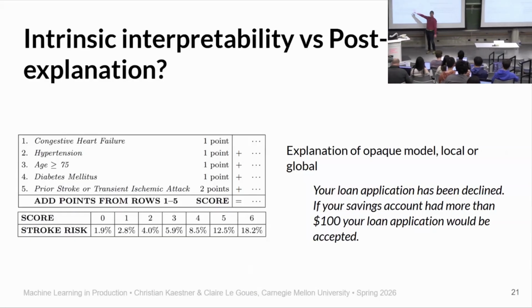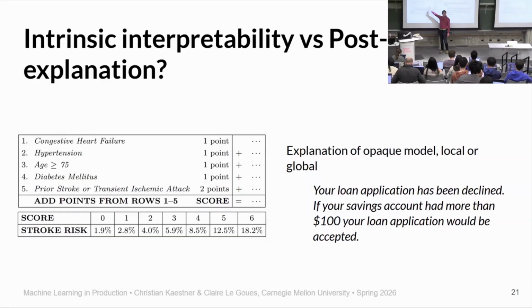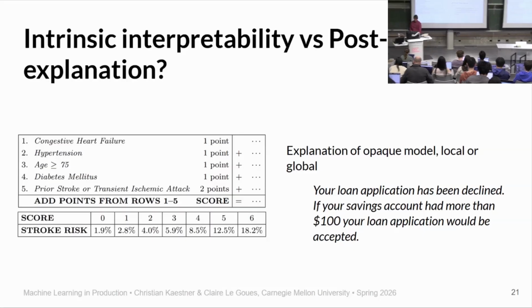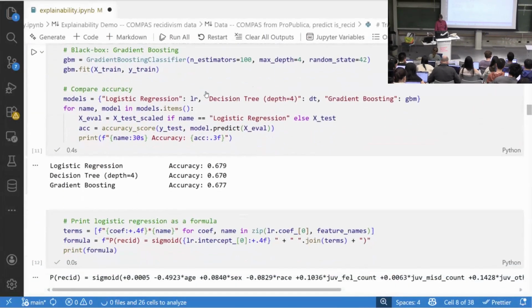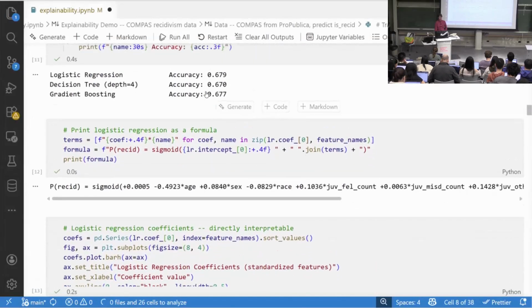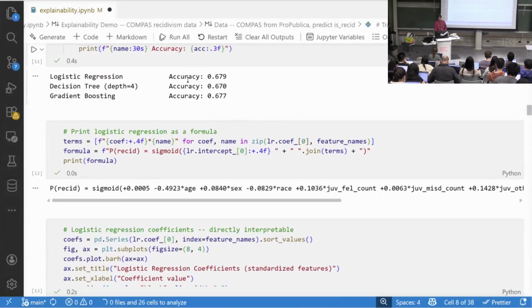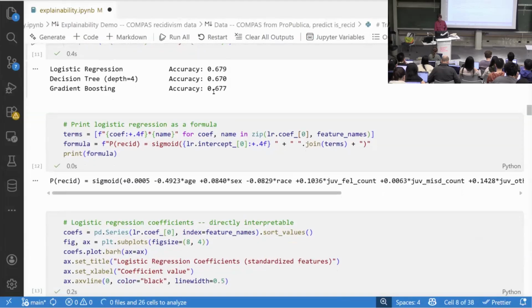So these are intuitively understandable, and we can understand how they work. We can answer a lot of questions about them, right? Simple decision trees is the same thing. I've done the same thing here, so I can train a linear model. In the simple recidivism example, they're actually all of similar accuracy. It doesn't really matter what model we're using.